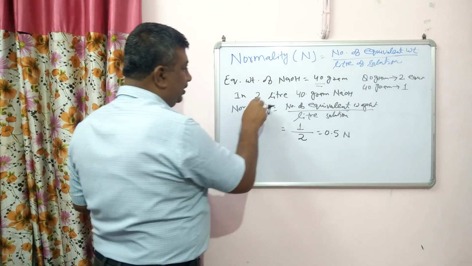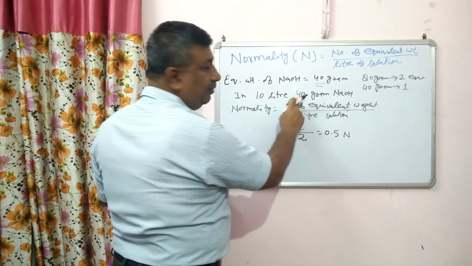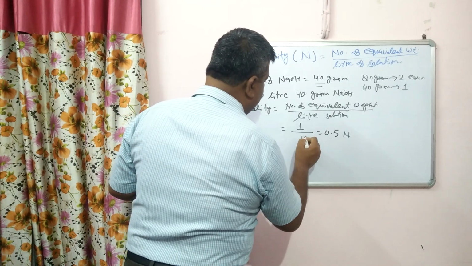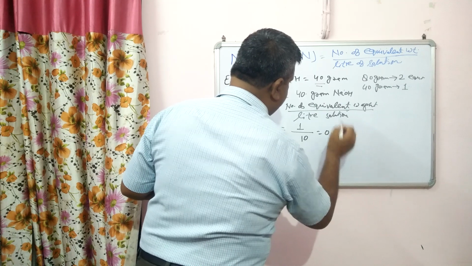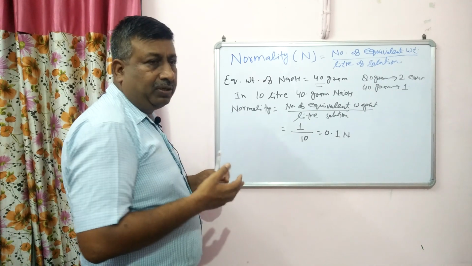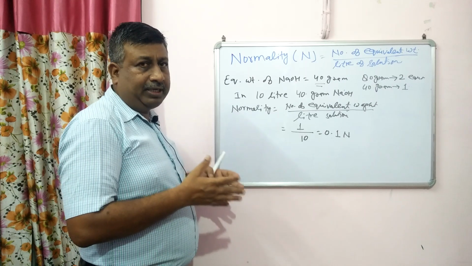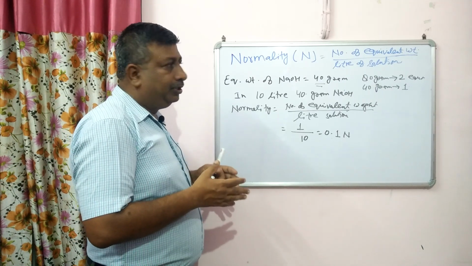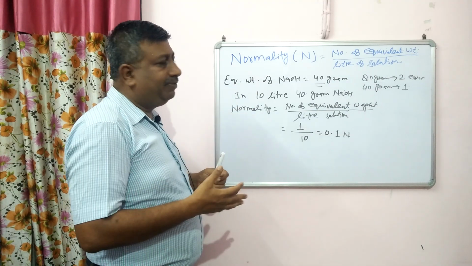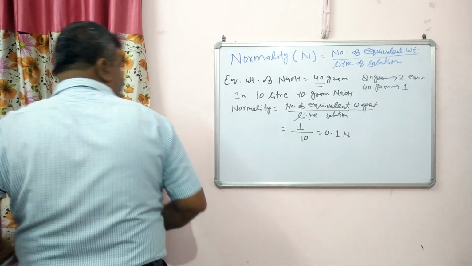Suppose it is 10 liter water. In 10 liter solution, 40 gram NaOH is dissolved. So number of equivalent is 1, because 40 gram is equal to 1 equivalent weight, and liter is 10, so it is equal to 0.1 N. So this is the way how we can calculate the normality, and normality is important because chemical reactions take place on the basis of equivalent weight. So normality is very important to check the chemical reaction. Molarity tells number of moles per liter solution, while normality tells number of equivalent weight per liter solution.